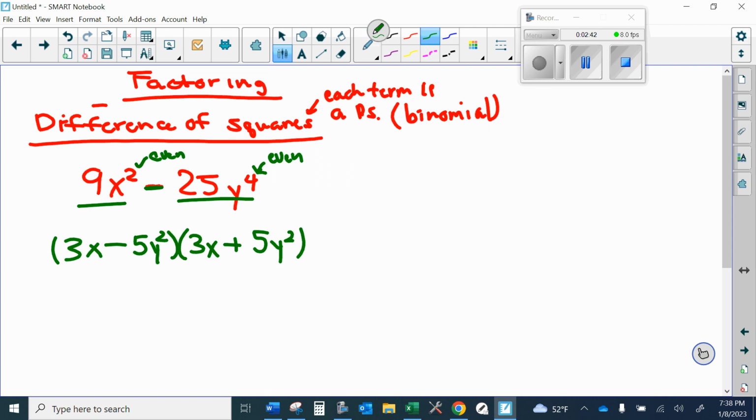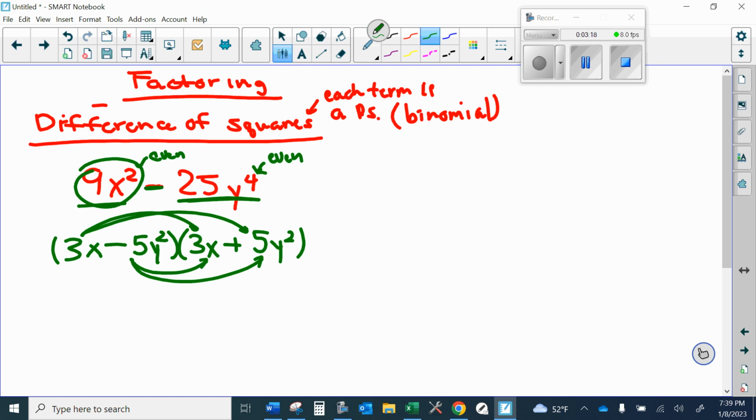Now, if I want to guarantee I'm right, I could distribute it back through. 3x times 3x, there's my 9x squared. There's a positive 15xy squared. There's a minus 15xy squared. That's 0. That's why there's no middle term. It always wipes out the middle term. And lastly, negative 5y squared times positive 5y squared is negative 25y to the fourth, which is what I have right there. So you can always multiply them back out if you want to guarantee you have it right, if you're not confident in doing the perfect square of each and putting one as a plus and one as a minus.